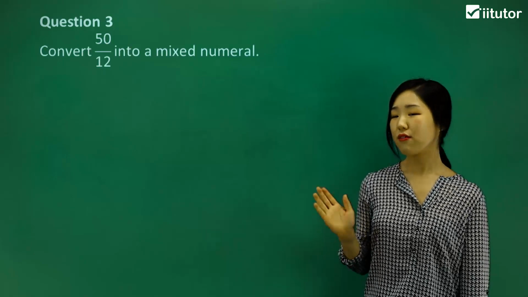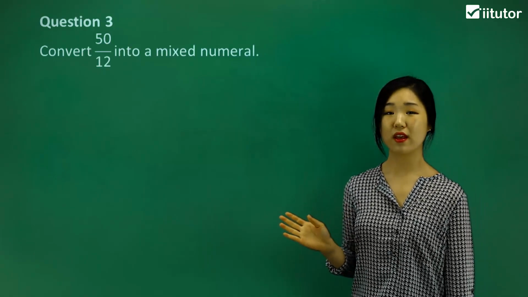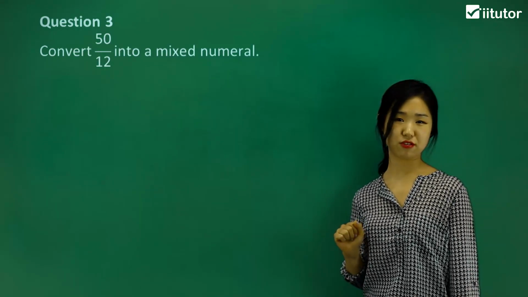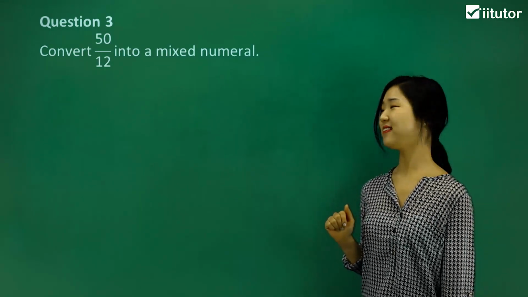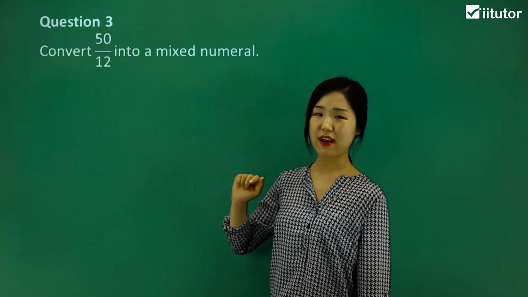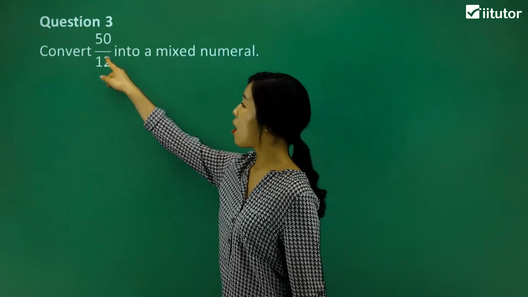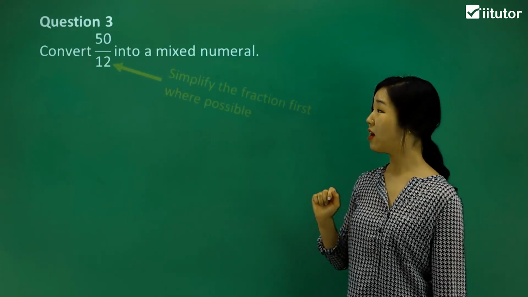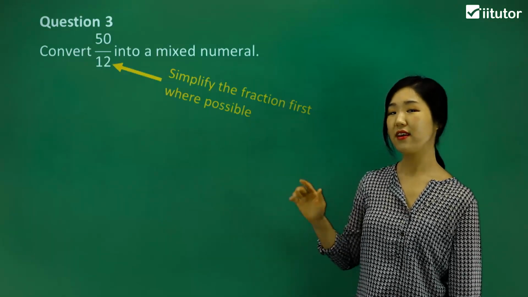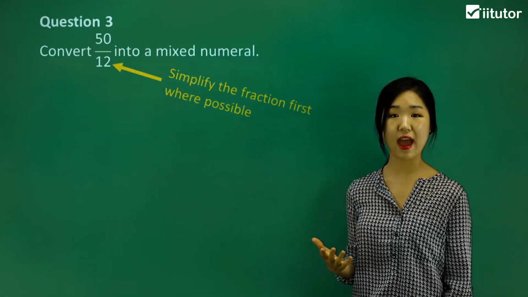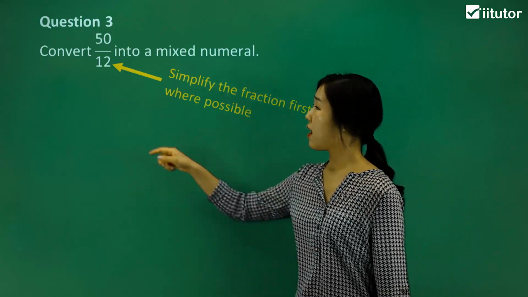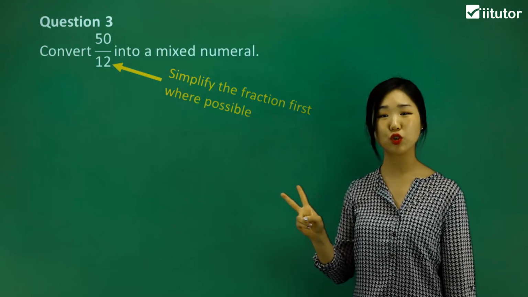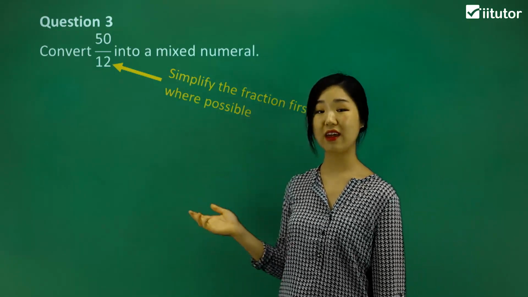Now guys, first of all, I think we can do something a little bit more right before we actually change it to a mixed fraction. Can you spot what that is? If you have a look at the fraction, we can see that there are common factors for both numerator and denominator. So what I'm going to do is first simplify the fraction, if anything's possible. As I said, there are common factors. What about 2? 2 is a common factor of 50 and 12, isn't it?